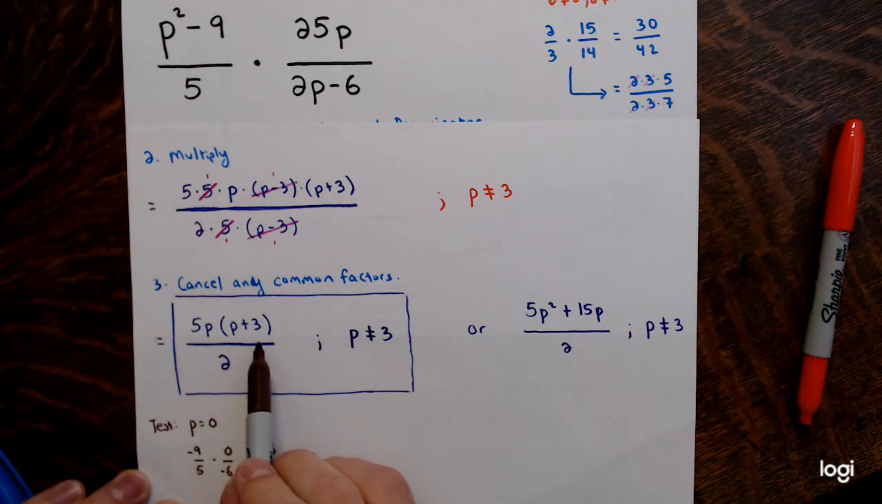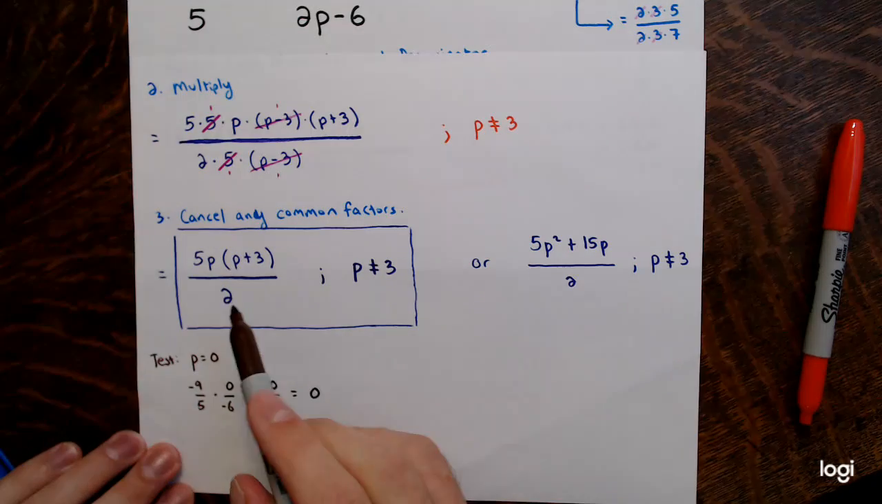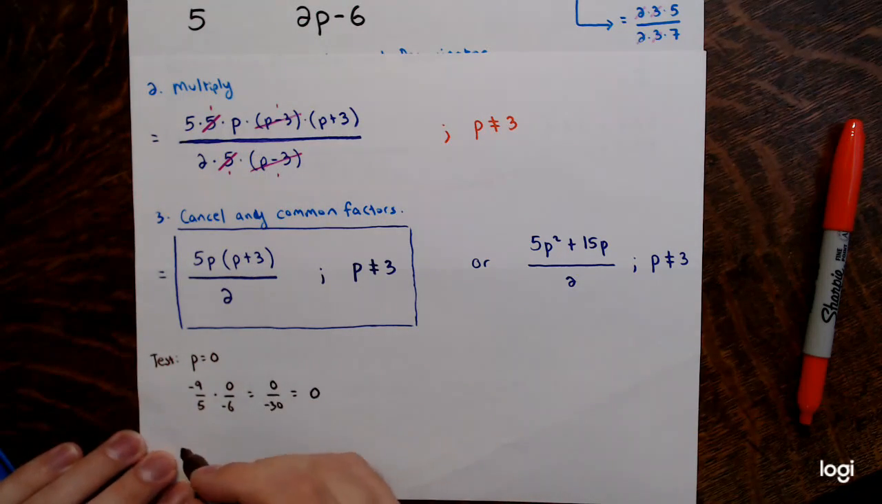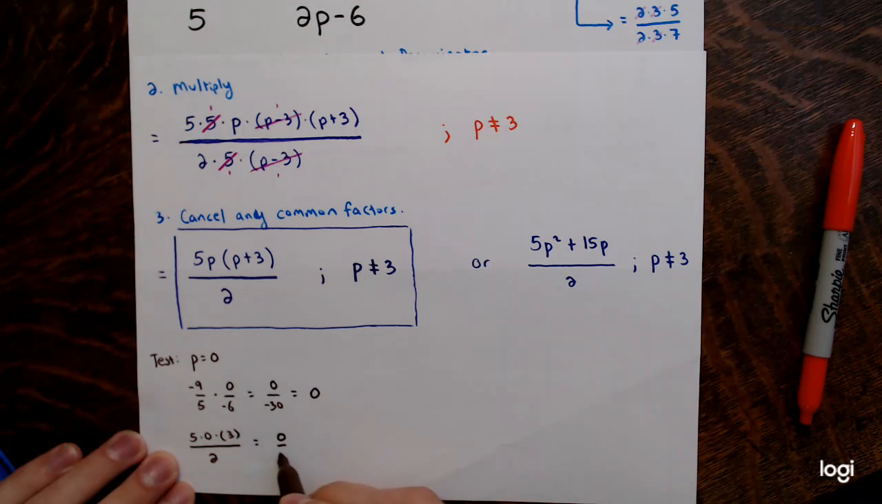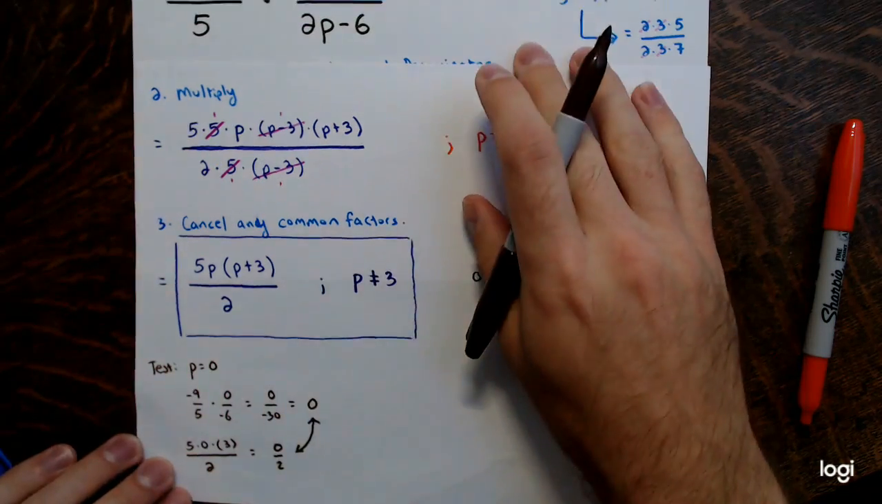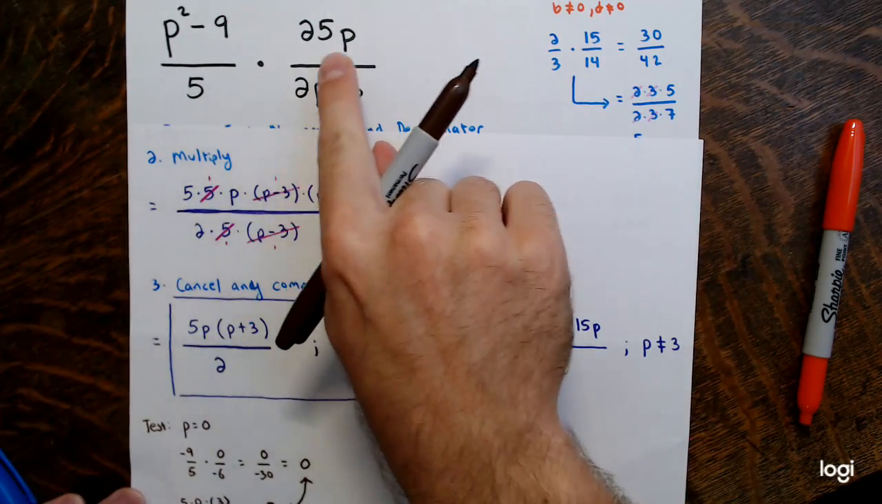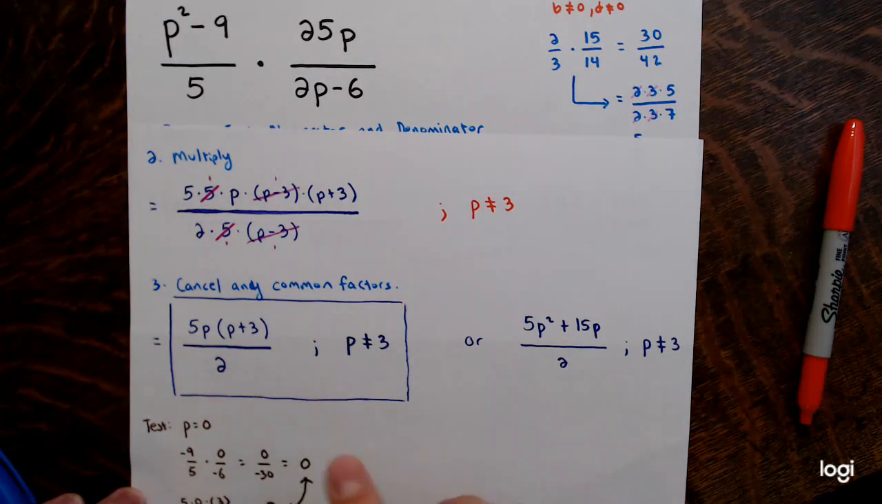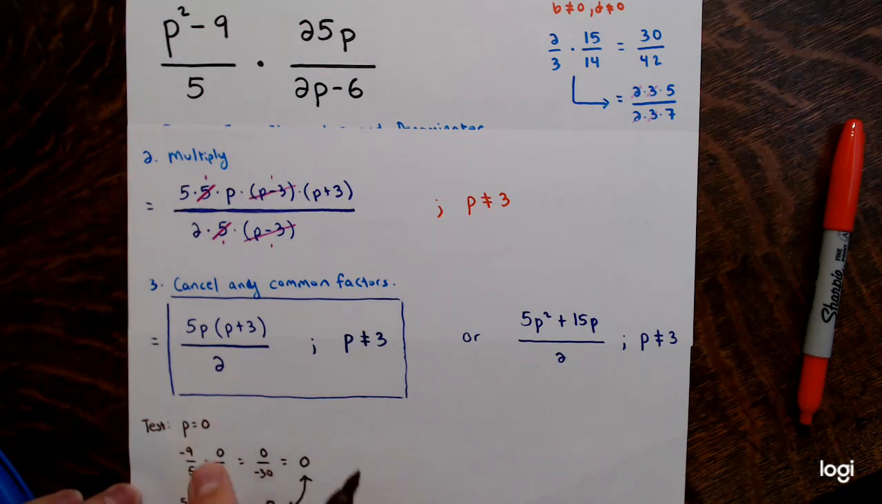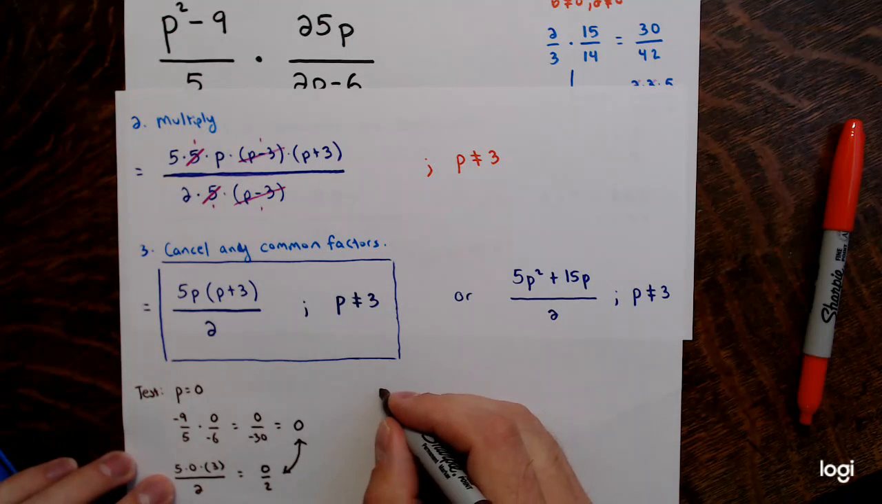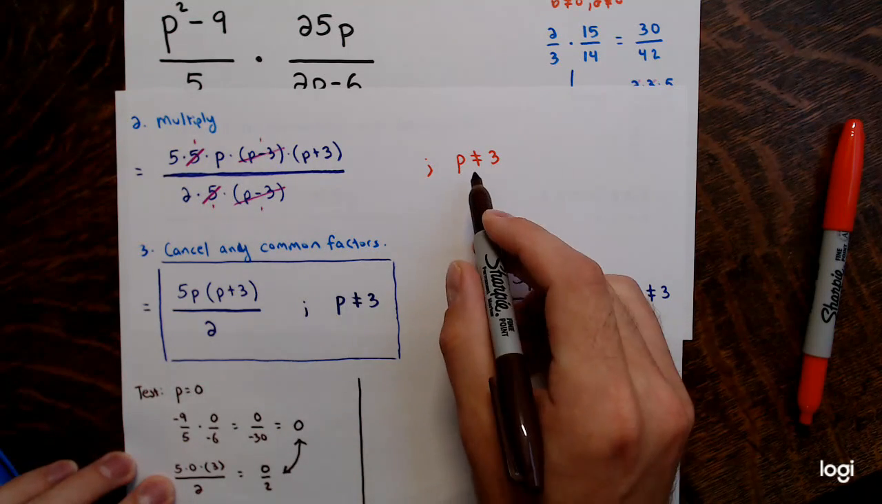And let's see, do I get the same thing here? When I look at the 5 times p plus 3, that'd be 5 times 0 times 3, all divided by 2. Well, yeah, the whole numerator there's a factor of 0. Anything times 0 is 0. So it'd be 0 divided by 2, which would indeed be 0. These are the same. The product of these two fractions and this fraction here have the same value when p is 0. And it'll be that way no matter what you plug in, again, as long as it's not 3.